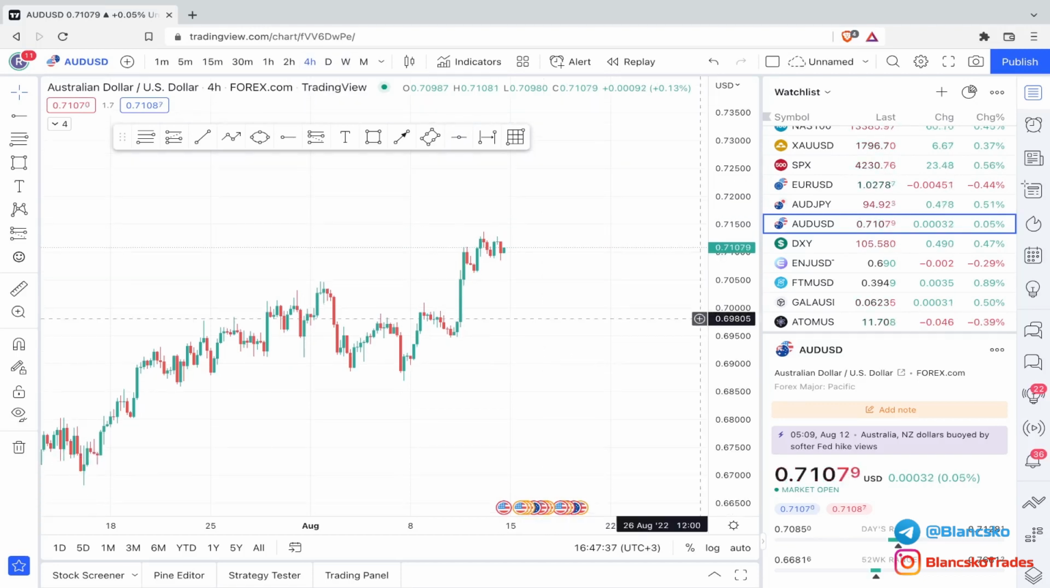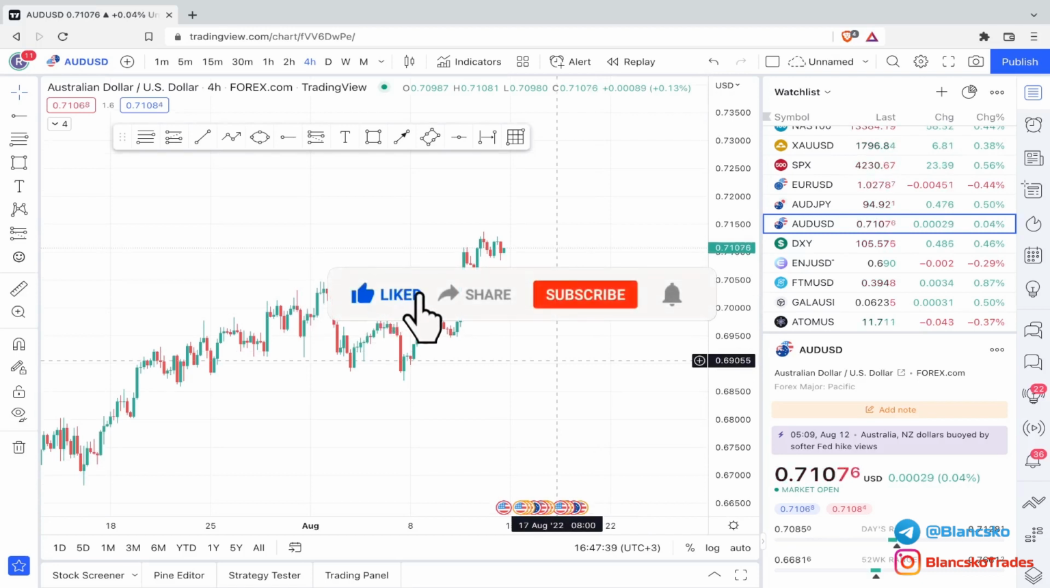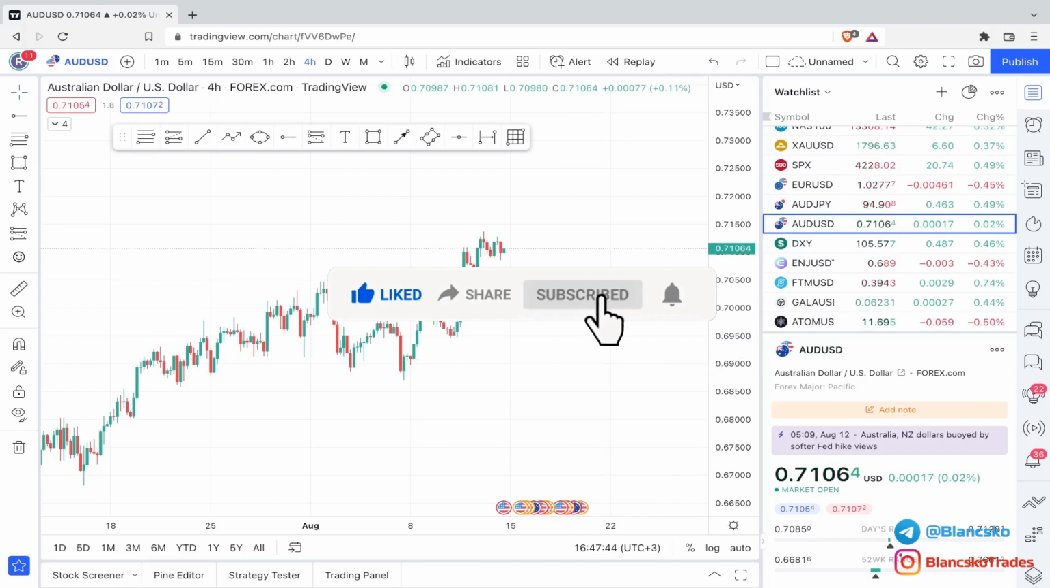So yeah, now that you know this, it's totally up to you how you decide to use this strategy, but also make sure to use proper risk management combined with everything that you've learned. And yeah, you should be good. You should be getting some good results, some good wins, and hopefully some consistent profits.